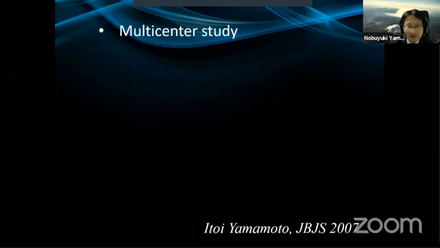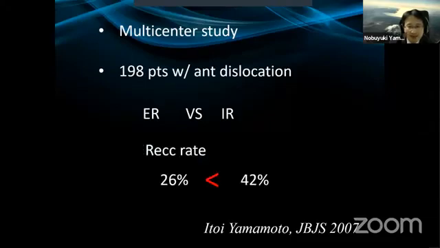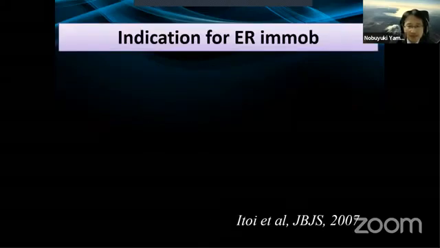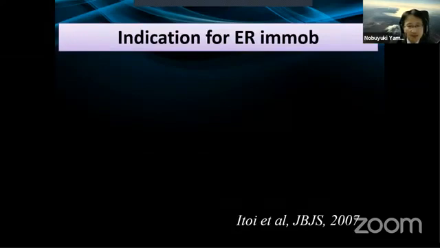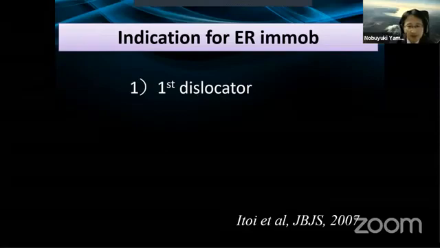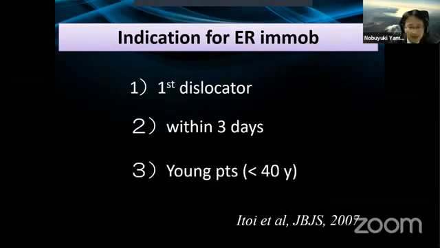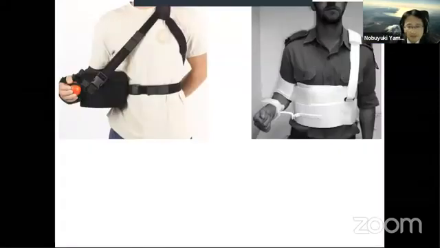Next, we performed a multicenter study. Almost 200 patients were enrolled. The recurrence rate was 26% in the ER group and 42% in the IR group. So what is the indication for external rotation immobilization? The first dislocator, within 3 days after reduction, and a young patient less than 40.